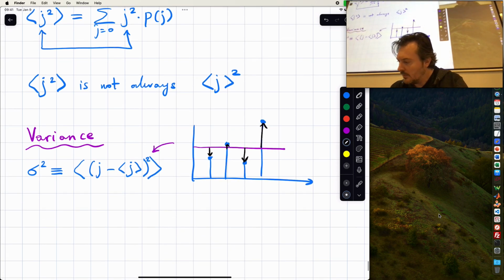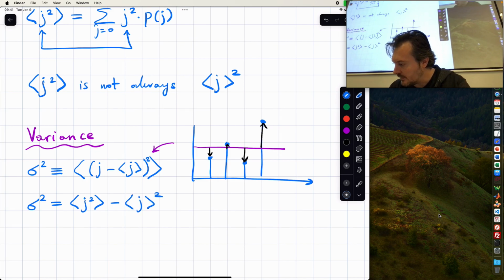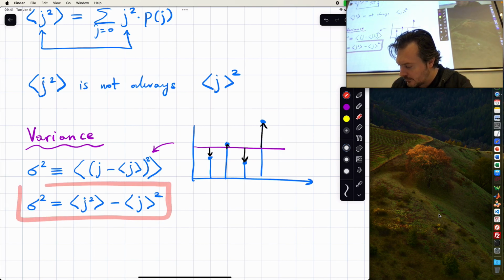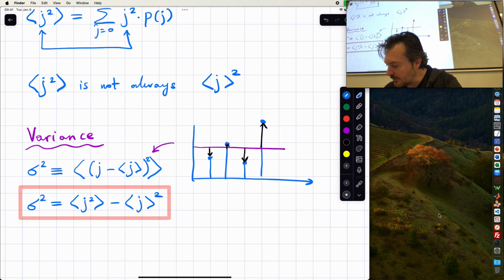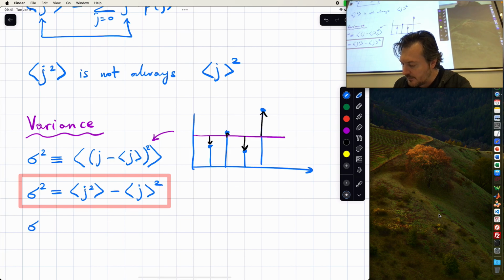So after doing some maths, you can show that this thing is actually equal to average of squares minus square of the average. This gives you the variance. Do you have any question? No? And this sigma, so sigma squared is variance, and sigma itself is called standard deviation.